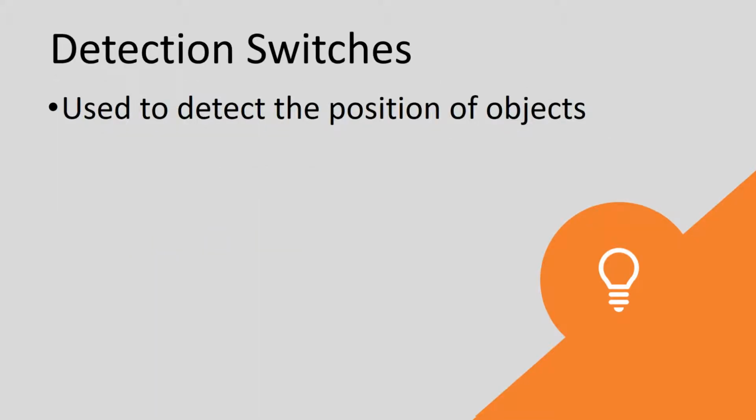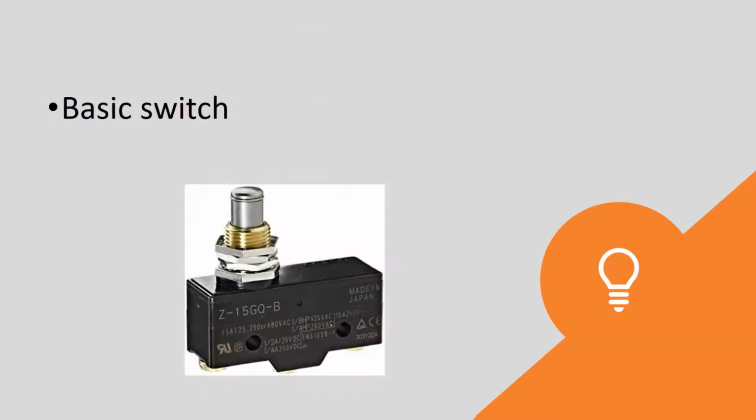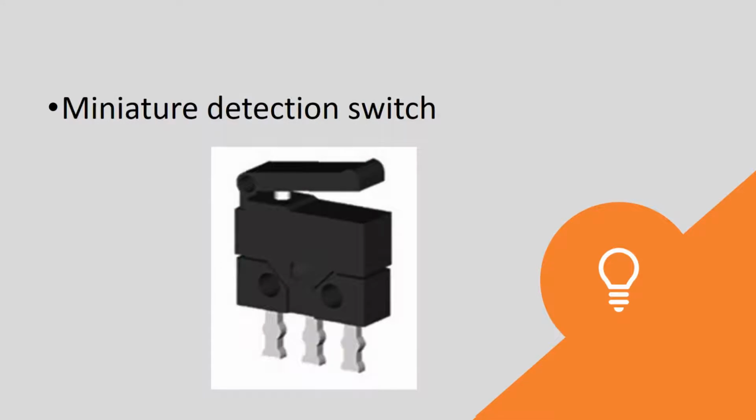So you have detection switches. These are used to detect the position of objects. We have your miniature detection switch and the basic switch. So essentially this type of switch is just a push to make switch, because when this lever is pressed down, it makes the circuit underneath, and when it's released, it breaks the circuit.